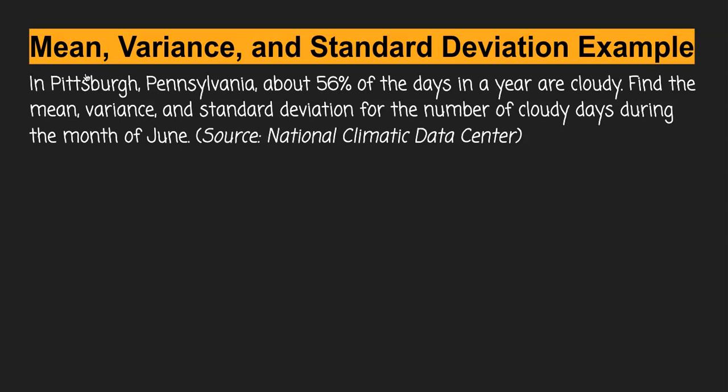Now, is it cloudy or not cloudy? Here's the thing though. We know P is going to be 0.56. That's pretty clear, they gave it to us. And now we also know Q, because we're going to need Q to find variance and standard deviation. If 56% of the days are cloudy, what percent of the year is not cloudy? That's going to be 44%, because you can do 1 minus 0.56. That gives you 0.44.